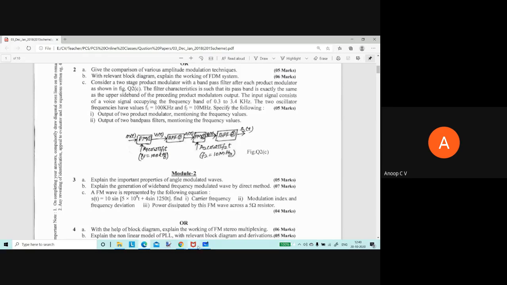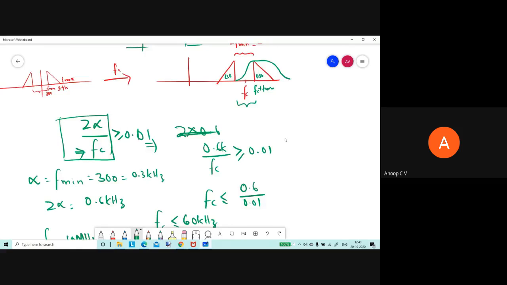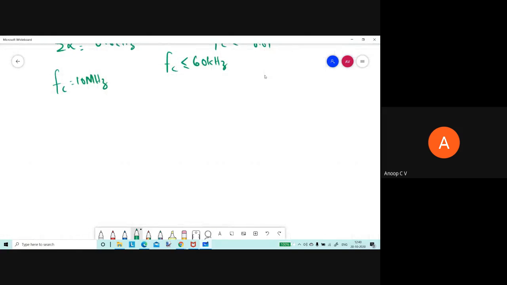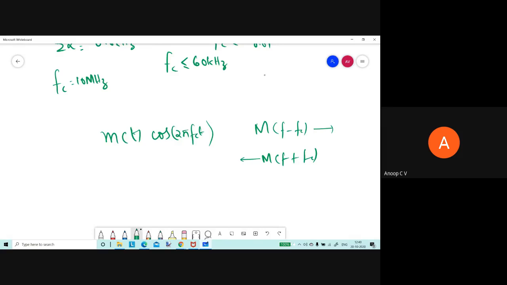You know what is frequency translation? If you multiply any signal, m of t, with cos 2 pi fct, what will happen? You will get M of f minus fc and M of f plus fc. So the spectrum will be shifted right by an amount fc and also shifted left by an amount fc. This, in a simple way, is frequency translation.